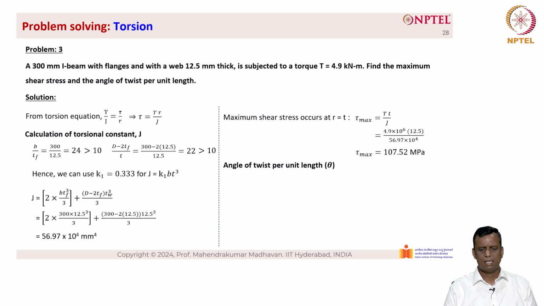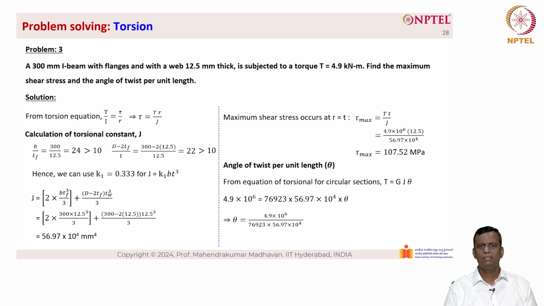Now, the angle of twist per unit length is given as theta. From the equation of torsion for circular cross sections, we have T equal to G J theta. So, we have 4.9 into 10 power 6 equal to 76923 into 56.97 into 10 power 4 into theta. So, theta is given as 0.11 radians per meter length. With this, we complete problem 3 for this session. Thank you very much.